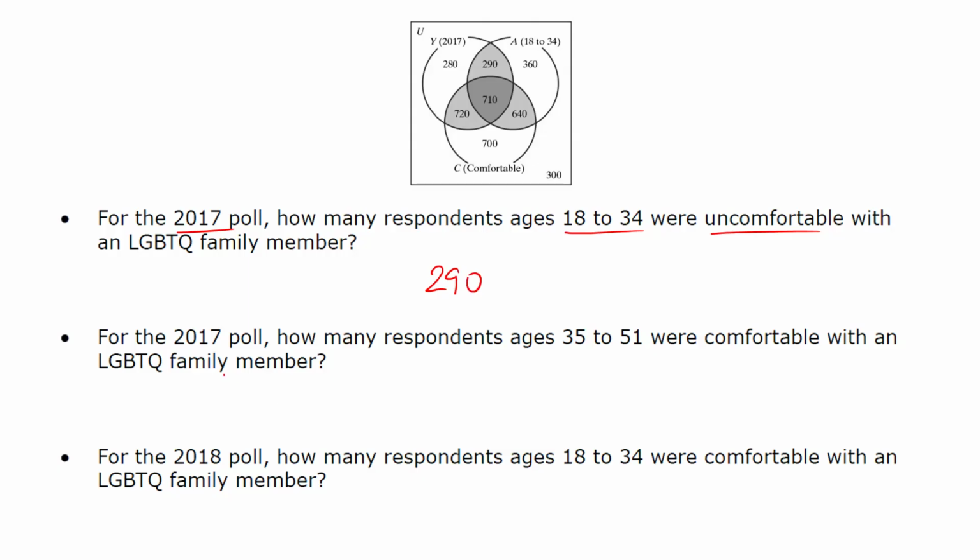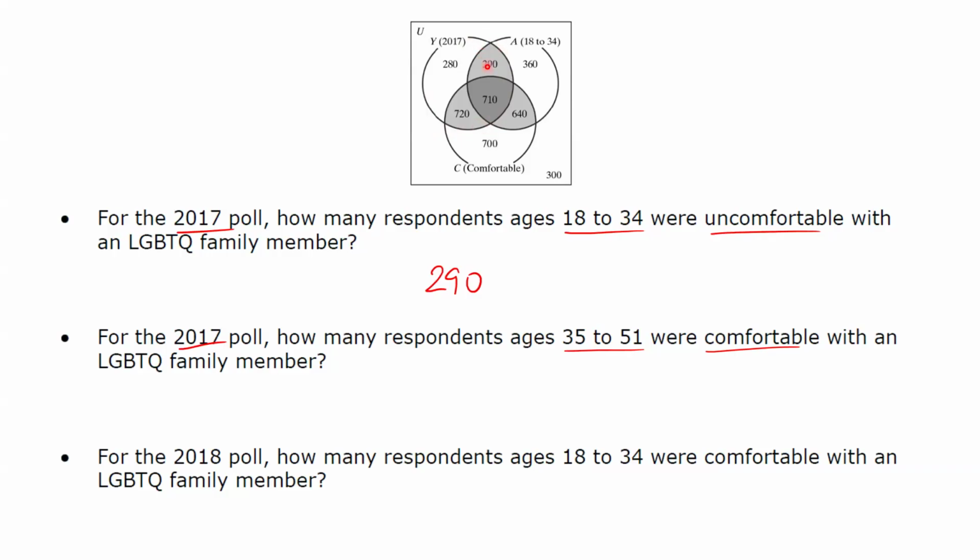Okay, let's look at the next one. For the 2017 poll, how many respondents, 35 to 51, were comfortable with an LGBTQ family member? So we're starting in the 2017 subset. We want respondents who are 35 to 51.